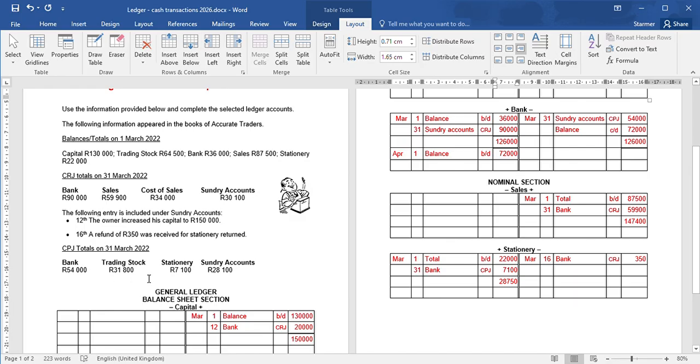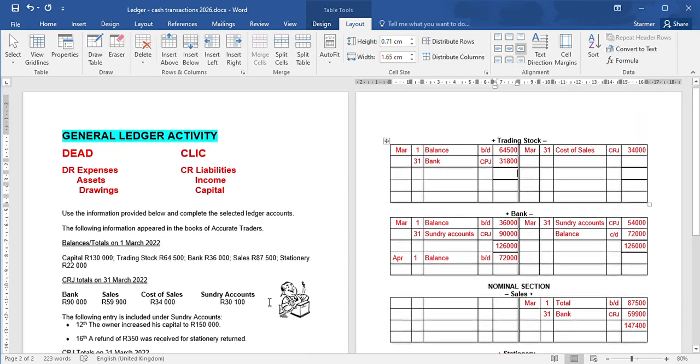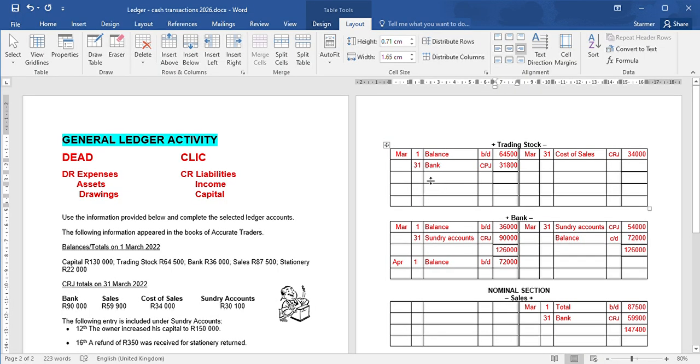Okay, trading stock. We're paying for trading stock, which means we're buying trading stock. If you're buying trading stock, stock is coming into the business. So on the plus side, 31,800, and that came from the CPJ, and your contra account is bank.